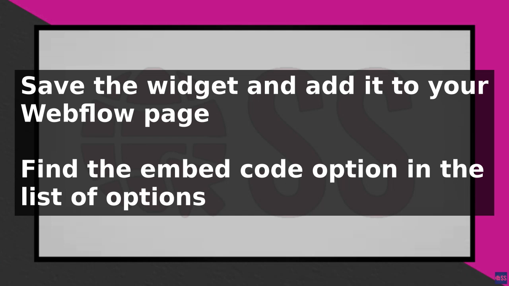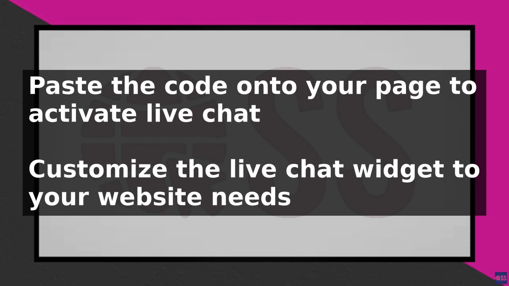Once you've set up the widget, save it and click the plus sign to add it to your Webflow page. You'll see a list of options, including structure, forms, and advanced. Scroll down to find the Embed Code option. Paste the code onto your page, and the live chat widget will be active on your website.